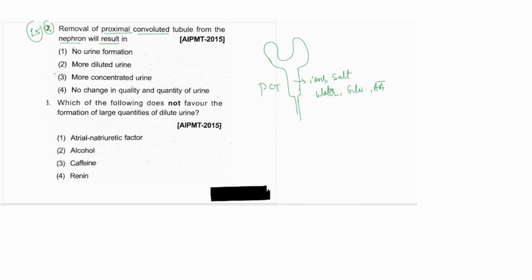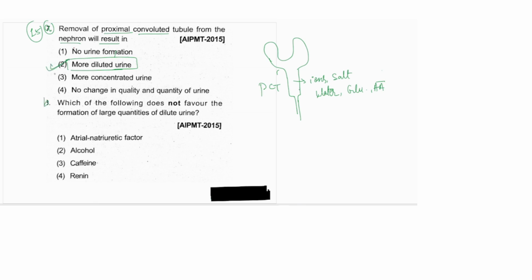But suppose the PCT itself is removed or damaged. What will happen? That is what they are asking in the question. The urine will be more diluted, because there would be no reabsorption, so more water and electrolytes would be excreted outside. No reabsorption means more secretion outside, so that would be more diluted.